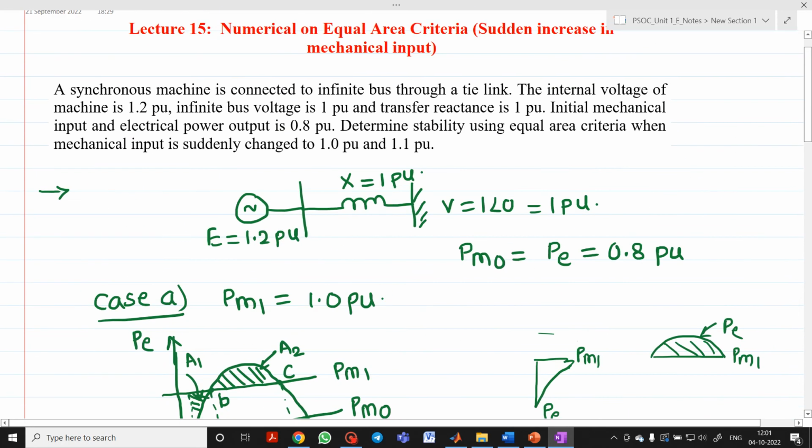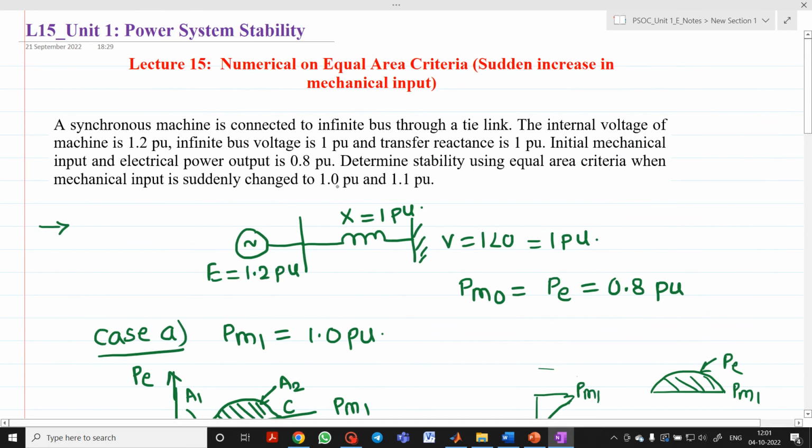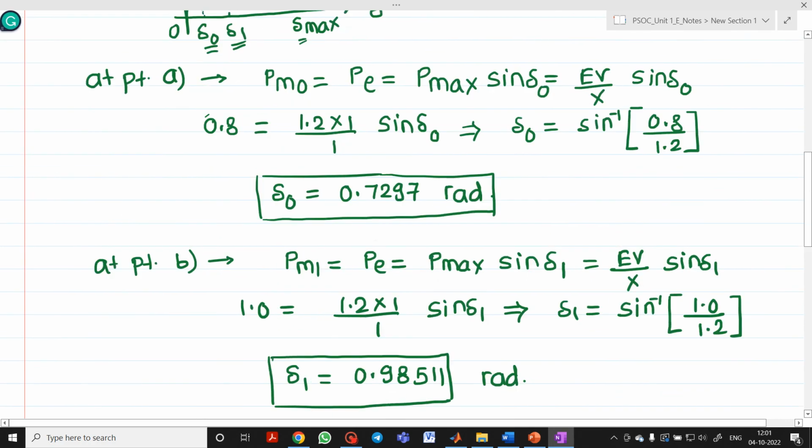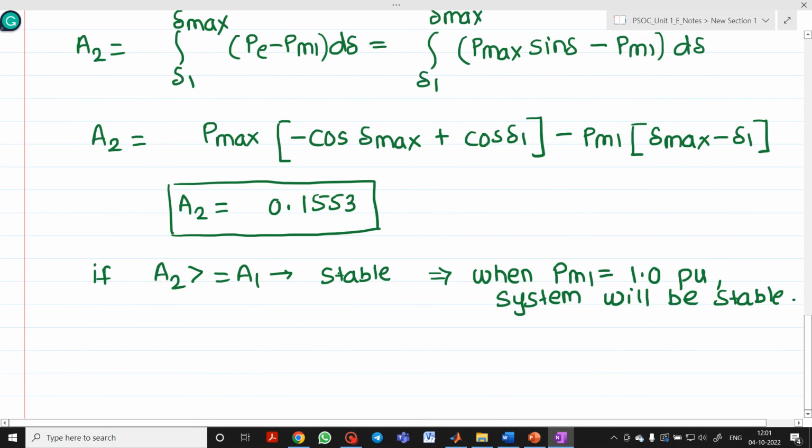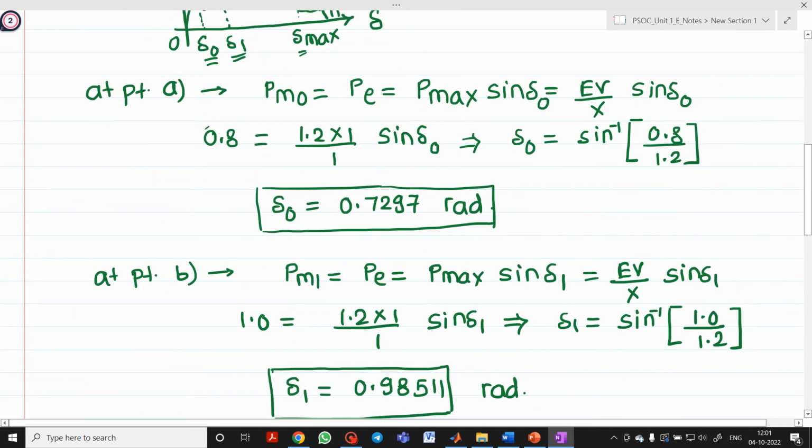So this was the first part that we did here. What happens to the stability when we have a sudden increase in mechanical input to 1 per unit. Now we have a second case, 1.1 per unit. Now we will solve it in the same way. I'm not going to solve it again, because what we have to do here is just replace the value of PM1 with 1.1 per unit in all the above steps. So you can start from this only. You know this is 0.8 equal to 1.2 into 1 upon 1. There will not be any change in the value of delta 0. Delta 0 will be 0.7297 as it is.